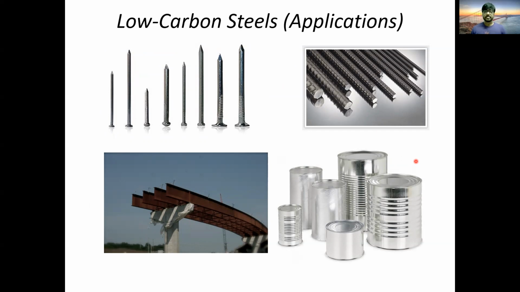You can see in this slide different types of low carbon steel materials. First, you can see some, in Bangla they call perek. Another, in the top right corner, there are some rods which can be used in our concrete structures or making buildings. And this is a structure which is used as a flyover structure.